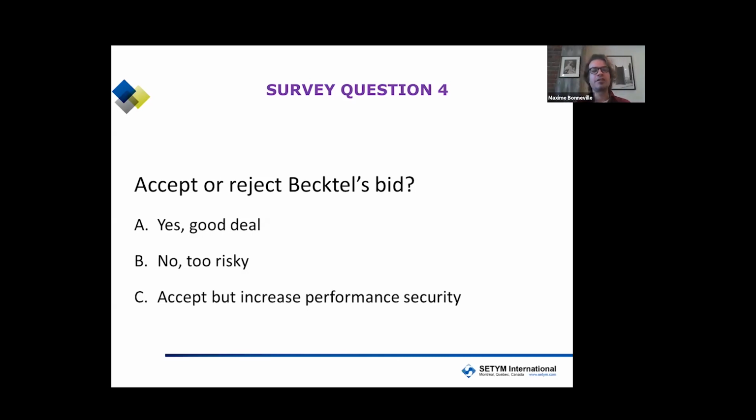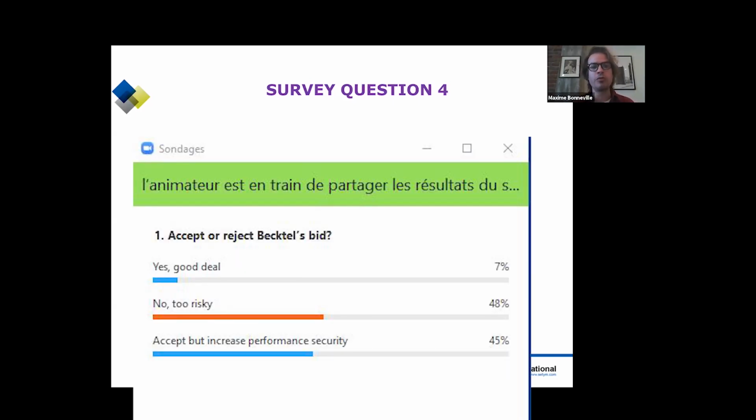Thank you. So we had three choices. The majority of people put no, too risky, and that's the correct answer. Let me explain why. First, accept but increase the performance security would be interesting. 45 people have answered that. However, it is not allowed in the new procurement framework to do that. You either accept or reject.